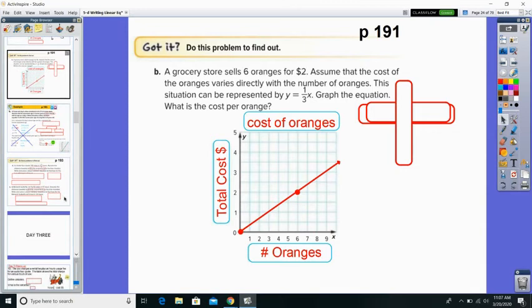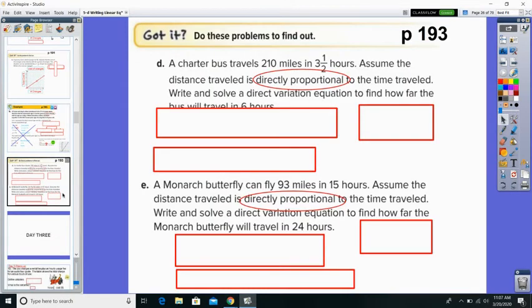A couple more examples I want to do together with you on page 193, and then I will post what your assignment will be to work on today. So on page 193, letter D, a charter bus travels 210 miles in 3.5 hours.